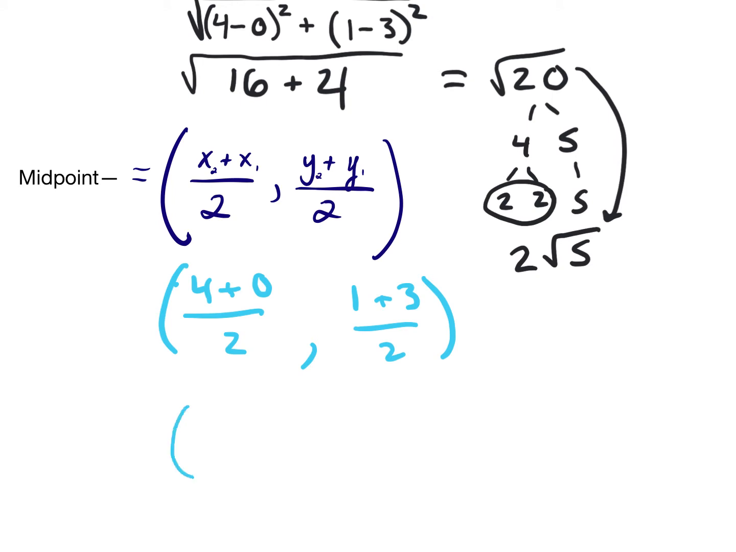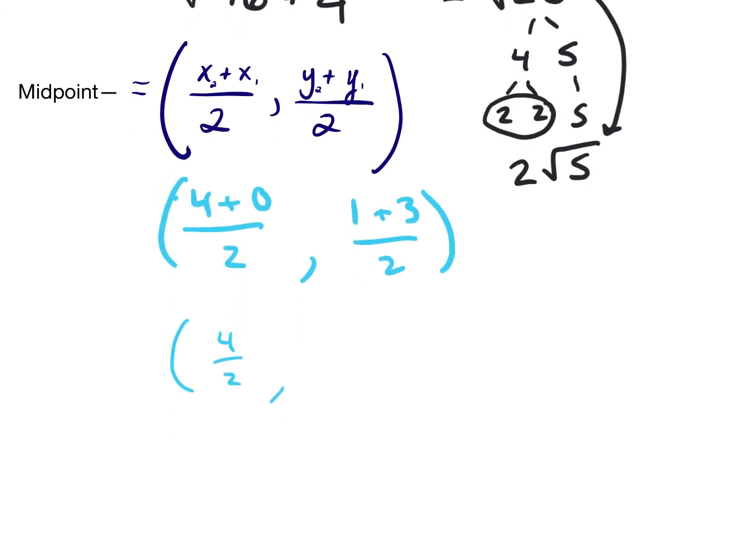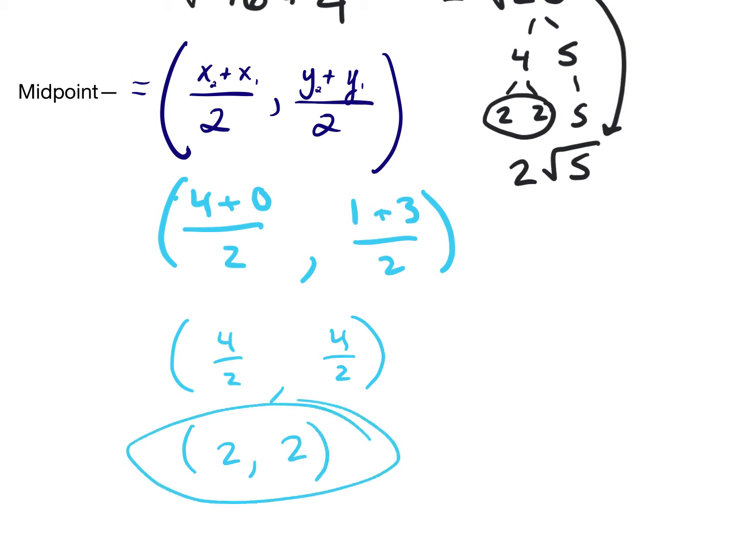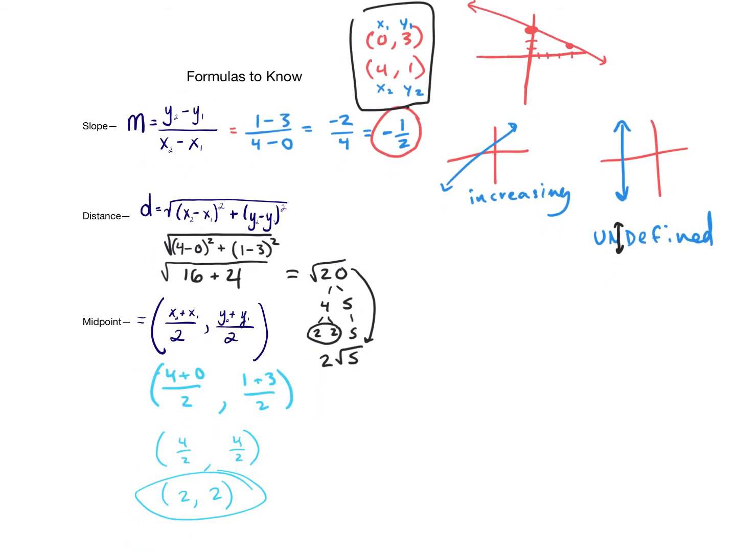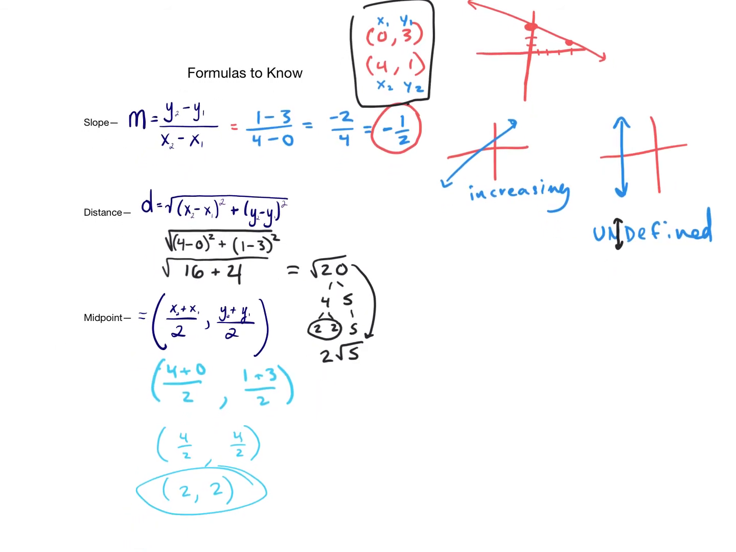So 4 plus 0 would be 4 over 2. And what does 4 over 2 simplify to? 2. And then 1 plus 3 is 4 over 2. And what's 4 over 2 simplify to? 2. So my midpoint is (2, 2). So my graph of the 2 points up here, the middle of the 2 points would be to the right 2 and up 2. There.